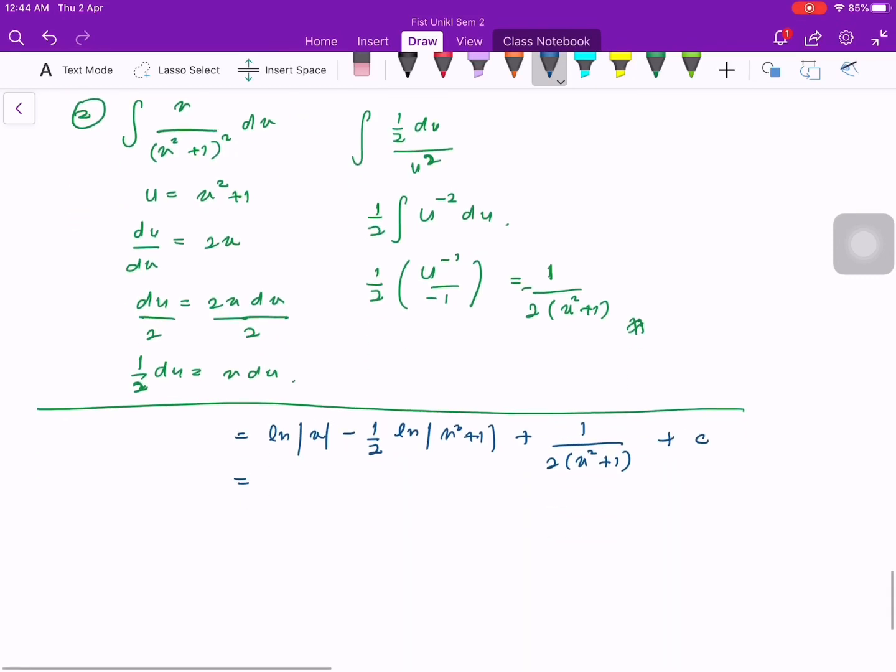Then we can simplify here. So this one, by using rules of log, we have minus, then it's become ln absolute x divided by, so this is the power of half, kita boleh jadikan dia x squared plus 1 to the power of half by rules of log. So dia akan jadi square root of x squared plus 1, plus with 1 over 2 times with x squared plus 1, and then plus with arbitrary constant c. Right, so this will be your final answer.